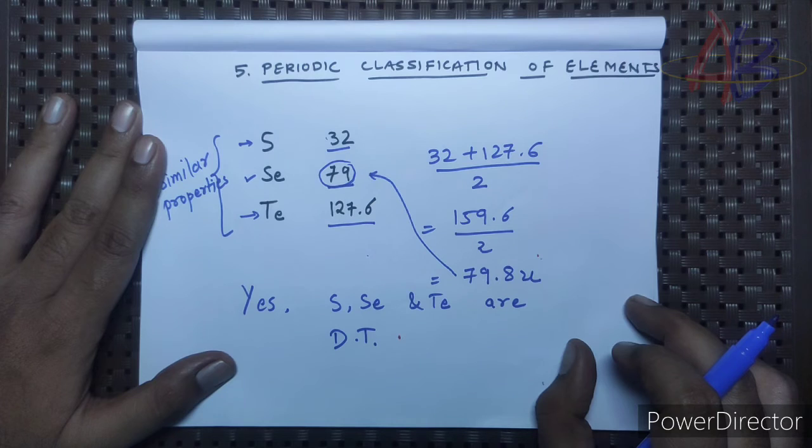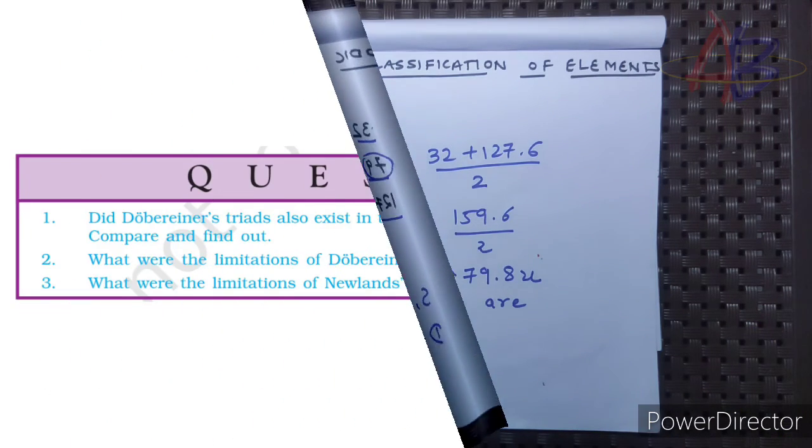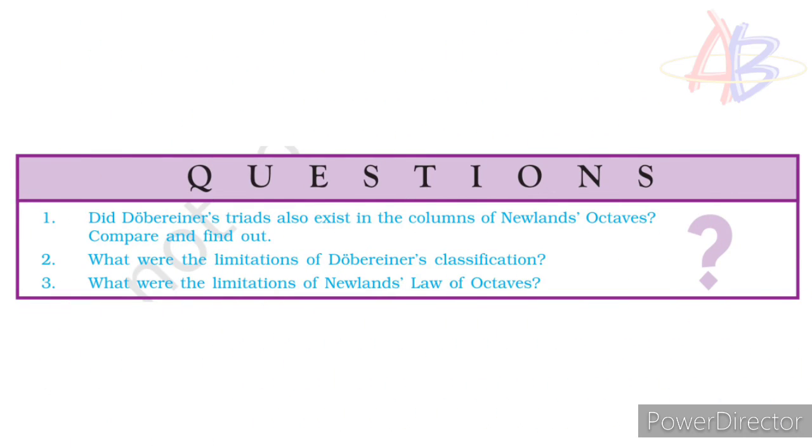And today's assignment would be as follows. Question number 1. Did Döbereiner's triads also exist in the columns of Newland's octaves? Compare and find out. Question number 2. What were the limitations of Döbereiner's classification? Question number 3. What were the limitations of Newland's law of octaves? I would suggest all of you to make a new fresh notebook for 10th standard and write down the answers of all these questions in the fresh notebook.